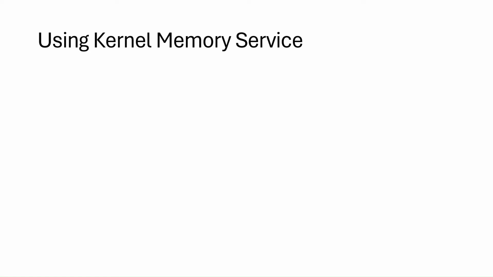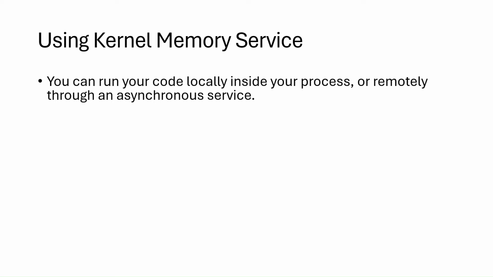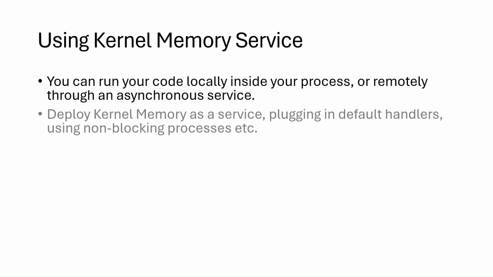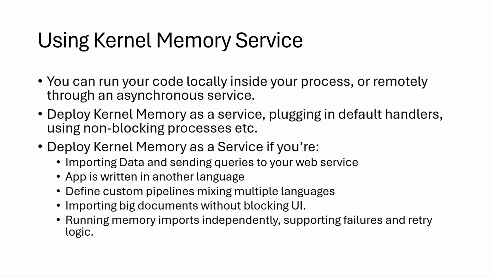Now, depending on your scenarios, you might want this. You might want to run all your code locally inside your process, or you might want to run it remotely through an asynchronous service. So if you're using small files, you only need C# in your application, and you have the ability to kind of block the process during the import, local in-process execution is fine. However, if you've got one of the following scenarios, you've got a web service where you want to just import data and send queries for your application to answer. If your application is written in another language, if you want to define custom pipelines and mix it with multiple languages such as Python, TypeScript, etc.